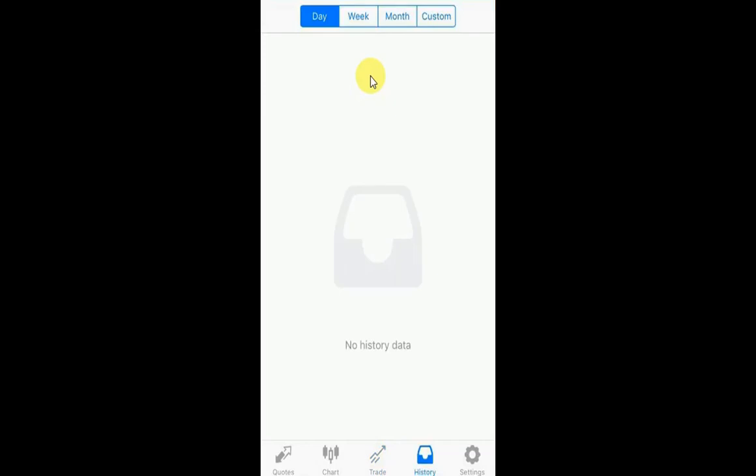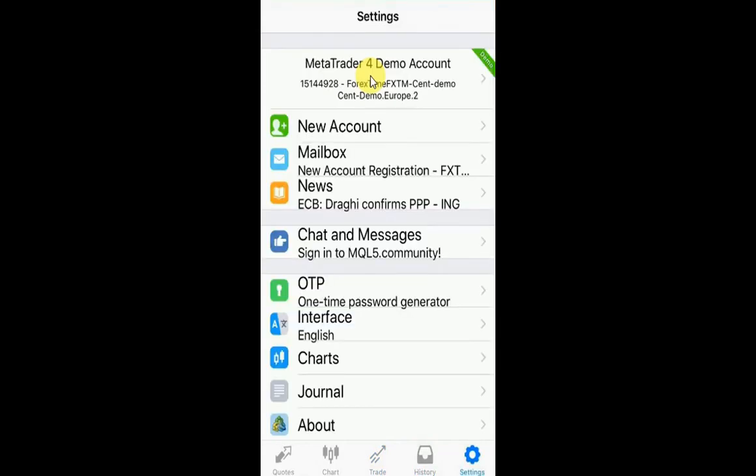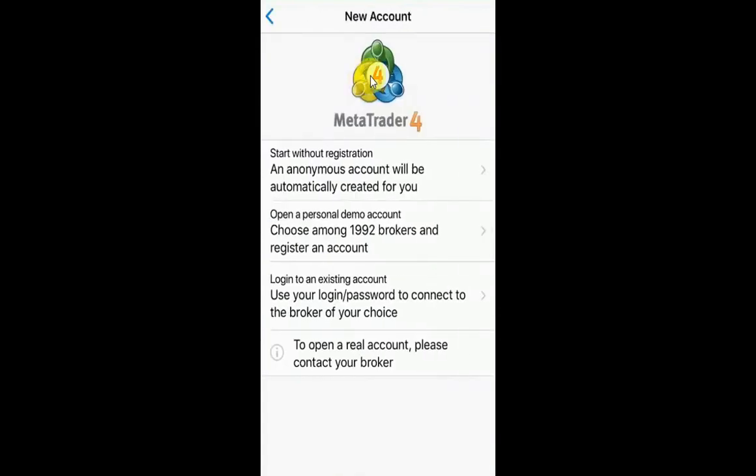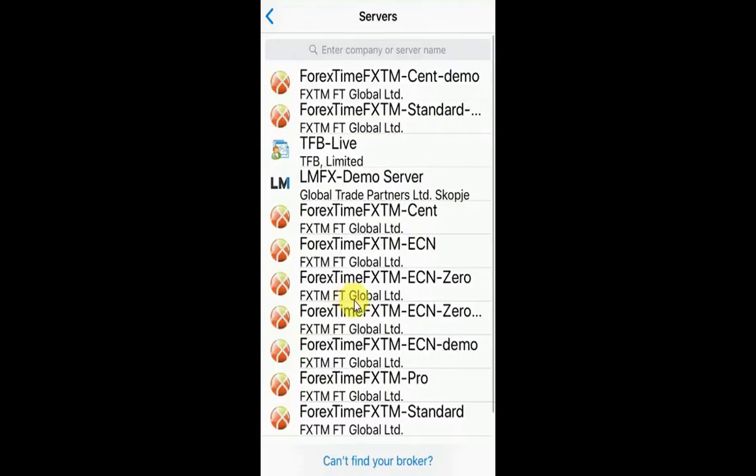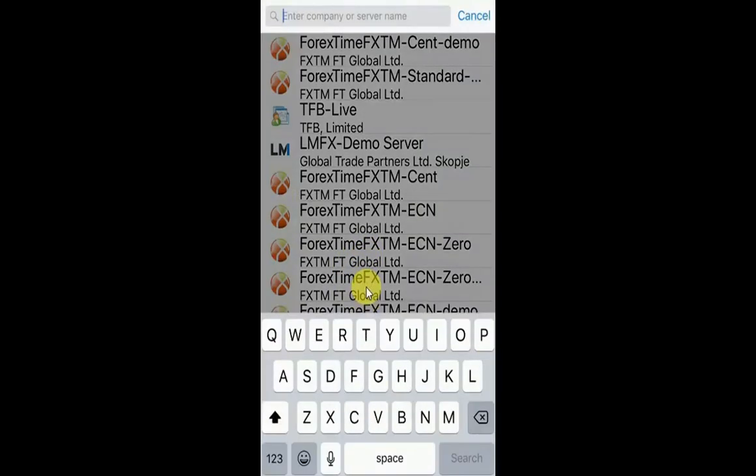And you'll come to your settings. Now your setting is where you add your new account. So how do you do it? You come here, you click on settings, you say new account. Okay, and get to new account. Then it will ask you to use login or password to connect to your broker of your choice. So you click here, and okay, you can search for your broker here.